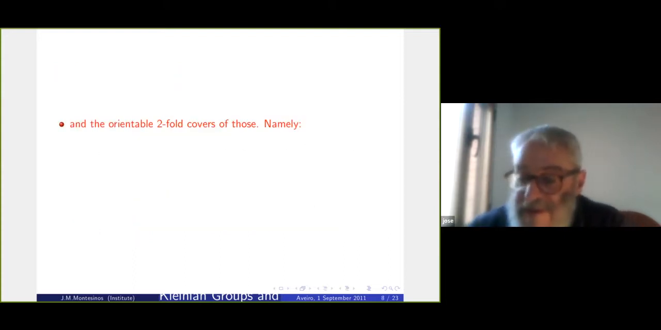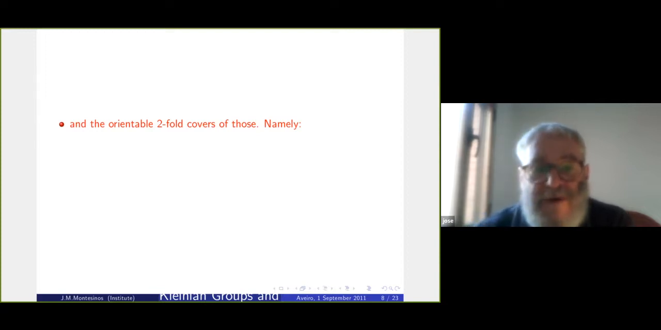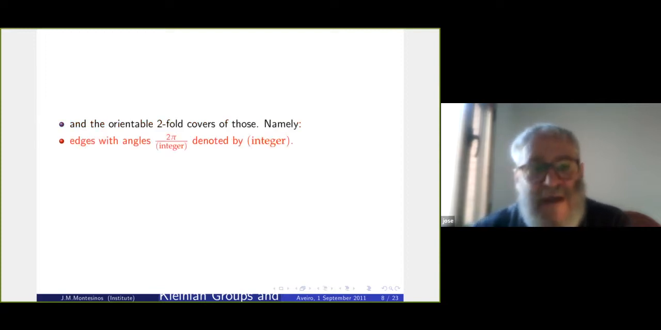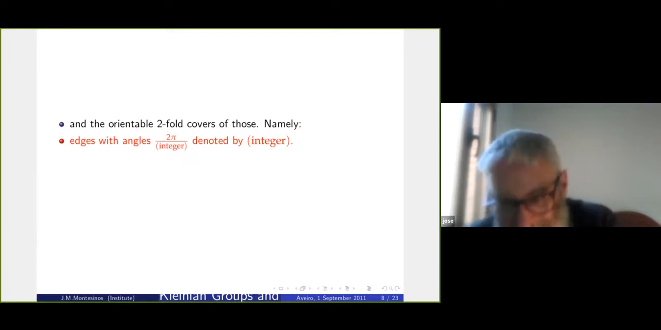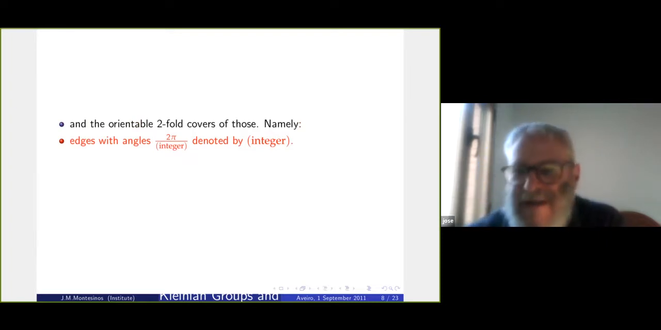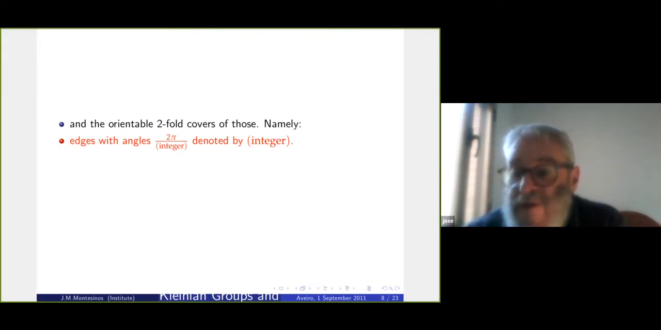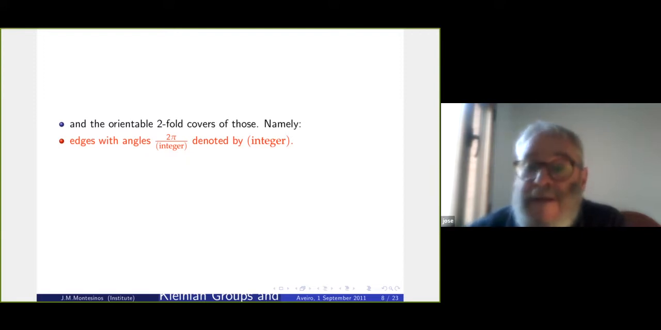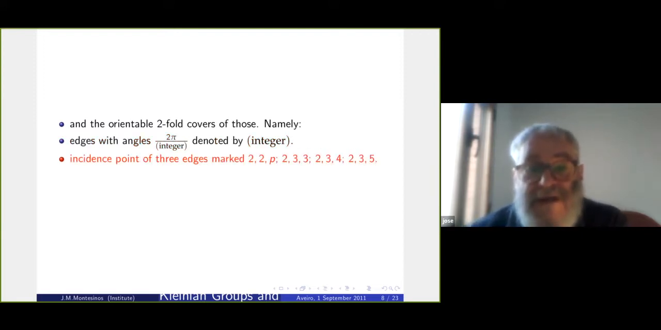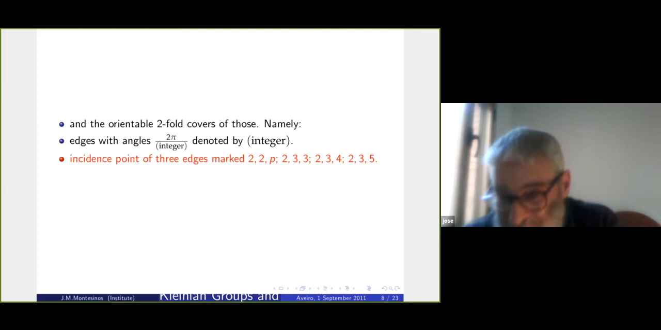And also, the singularities contain orientable two-fold covers of those, namely edges inside the orbifold, in the interior, not in the boundary. For instance, it could be some edge connecting one vertex of the tetrahedron with the barycenter of the opposite face. That could be an edge with an angle of the form 2 pi over an integer. And incident points of 3 edges must be of this form.